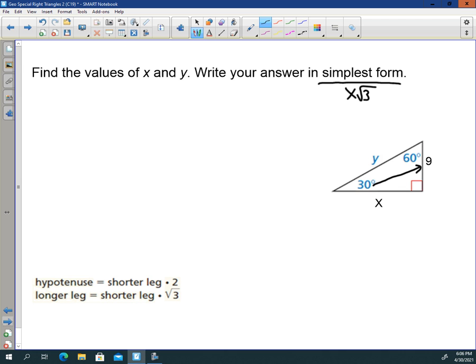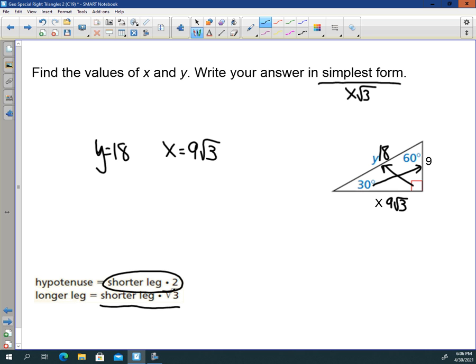Now, if I want to find the length of the hypotenuse, which is the one that's across from the right angle, I just use this part. I take the shorter leg, which is 9, and I multiply it by 2. And so y is 18. That's the length of the hypotenuse. And then I take the shorter leg and multiply it by the square root of 3 to get that other leg that's left. So 9 times the square root of 3, and we're done. That's all there is to it. Y equals 18, and x equals 9 times the square root of 3. Done.